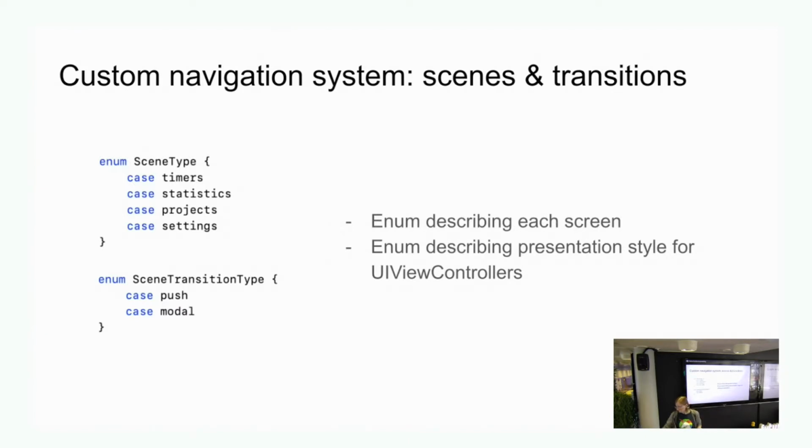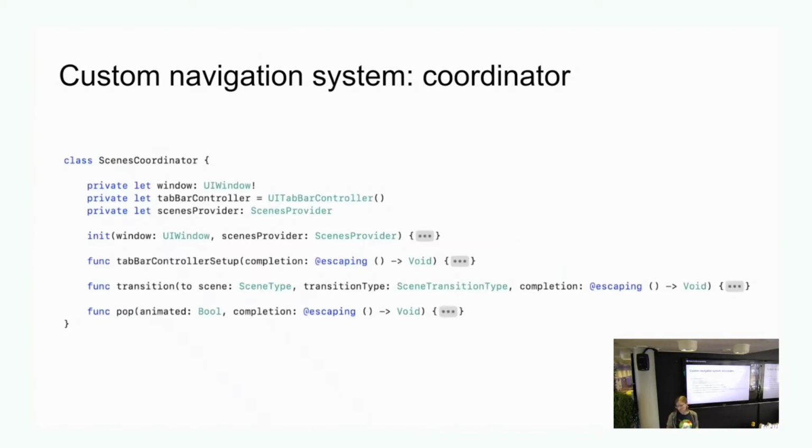Next is the coordinator class itself, and this class is responsible for transitioning to different scenes in our application. It uses the transition to scene with transition type method, which we can call from our view models to transition to any other scene in the application. So we have really good control over navigation.